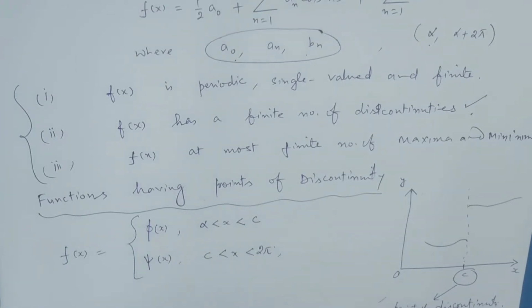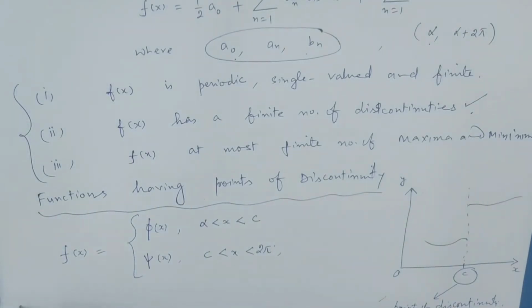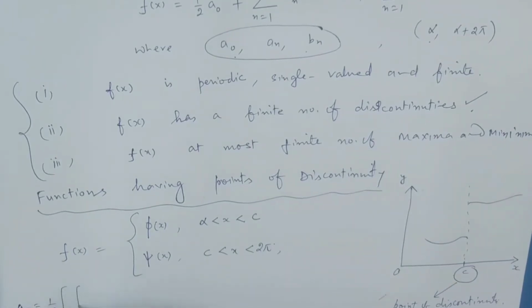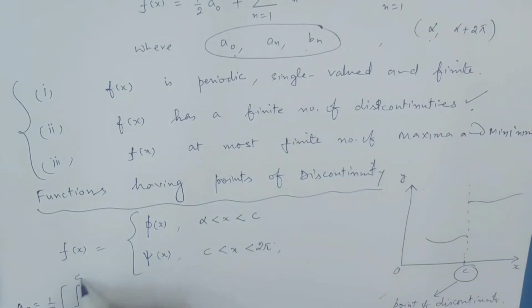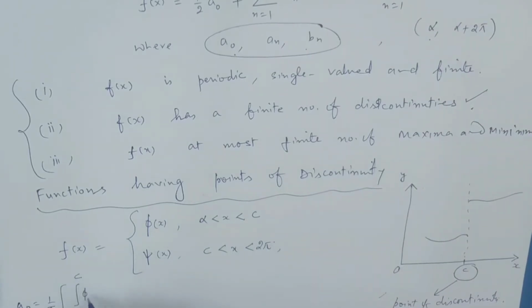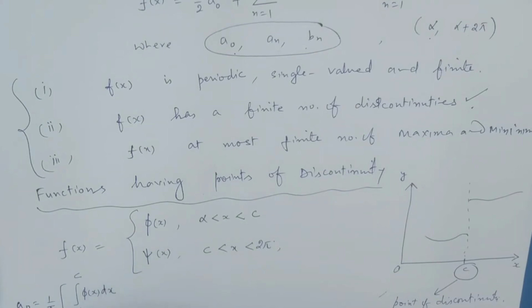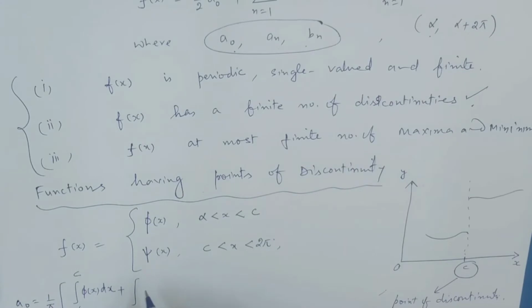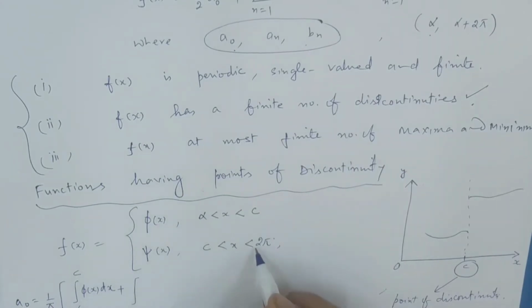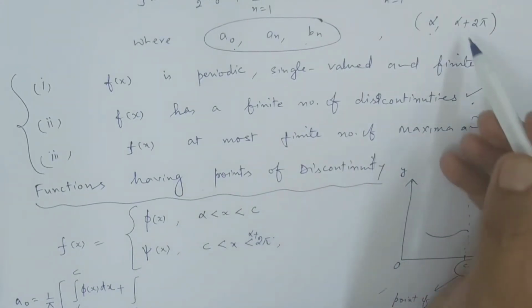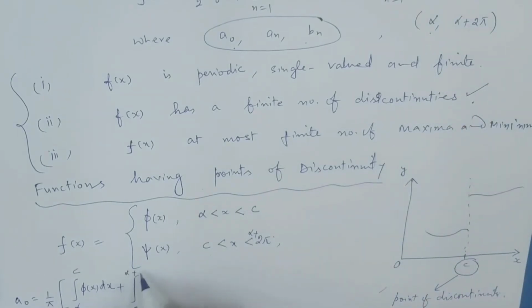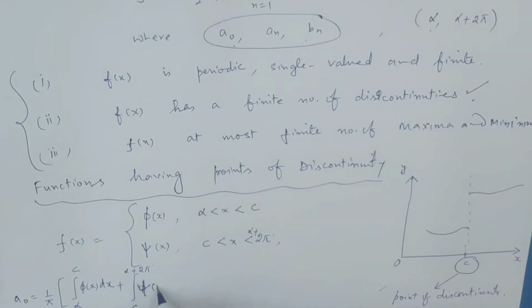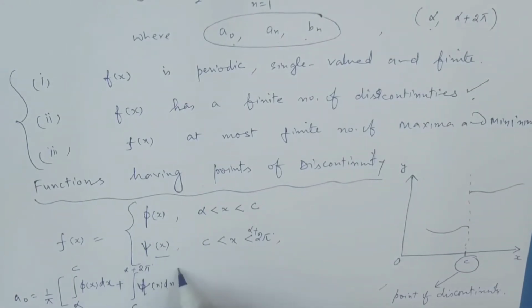Then the Fourier coefficient a naught becomes 1 by pi, integral from alpha to c, phi x dx, plus integral from c to alpha plus 2 pi, the interval being alpha to alpha plus 2 pi, of psi x dx.